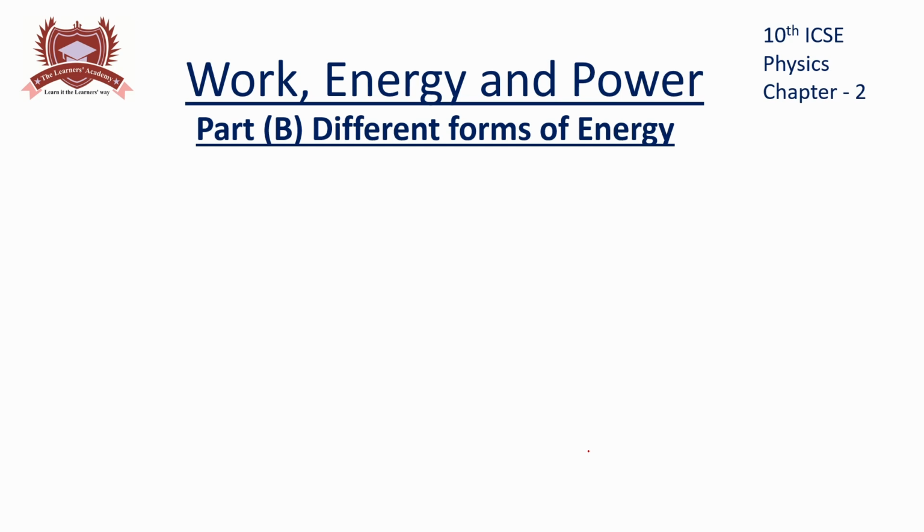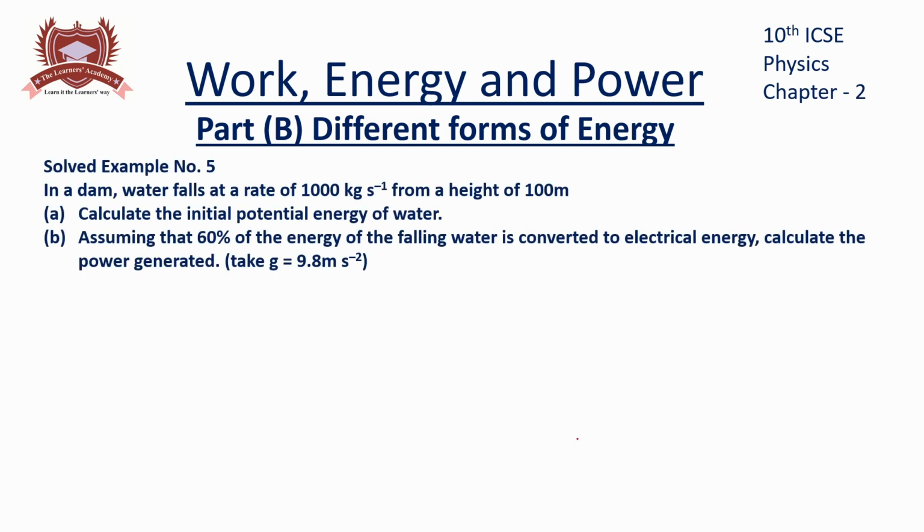The next example that we are going to do is example number 5. It is talking about a dam. Water falls at the rate of 1000 kilograms per second from a height of 100 meters. We have to calculate the initial potential energy.